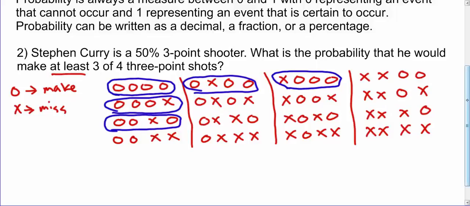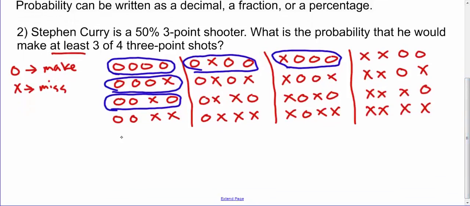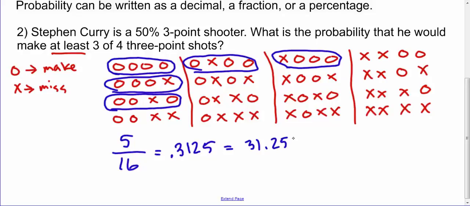So we would say our probability of him making at least 3 would be 5 out of a sample space of 16. Now some of you may realize, hey, it said we could do this as a decimal, so if you want a decimal, I believe that's 0.3125. If you wanted it to be as a percentage, you could do that as well. So there's about a 31% that if you looked at any 4 consecutive 3-pointers he took, that he would make at least 3 of them.